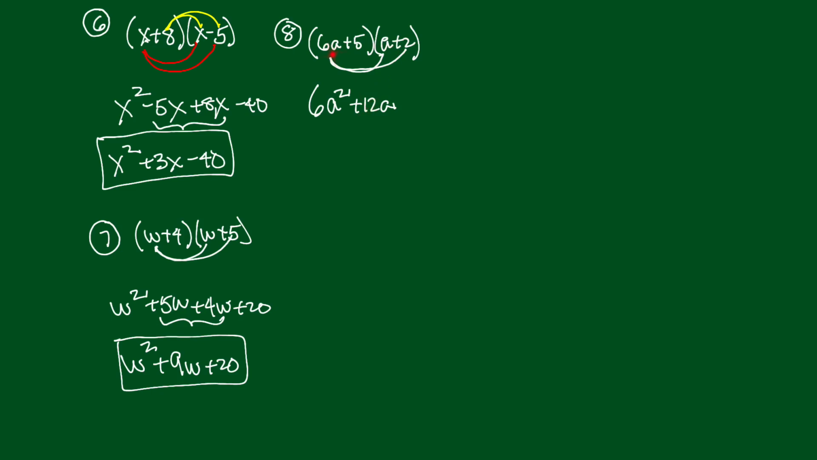All right, so we've run this 6a through both terms. Now, move over to the 5. So 5 times the a, well, that's 5a, so let's just indicate it, 5a. And then what? The 5 times the 2, well, that's a 10. All right, so now what? We've got 6a squared, and then what do we have here? I got 12a's, 5 more is 17 of those, and then plus 10.